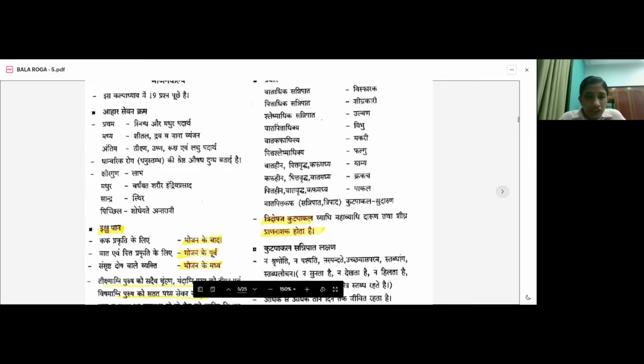Then coming to the Ikshupana, the Ikshupana in case of Kapha Prakriti persons, it can be taken after the food. Bhojan ke baad, Ikshupana is recommended. And in Vata Pitta Prakriti cases, it can be taken before the food. The Ikshupana is before the food in Vata Pitta Prakriti. And in Samsrishta Dosha, the Bhojan ke madhyame, middle of the food, we can take the Ikshupana. Okay.